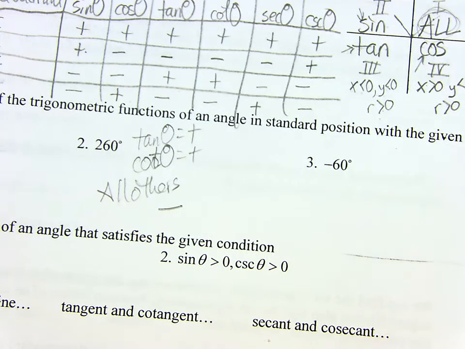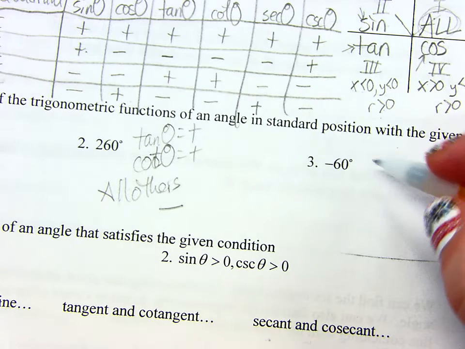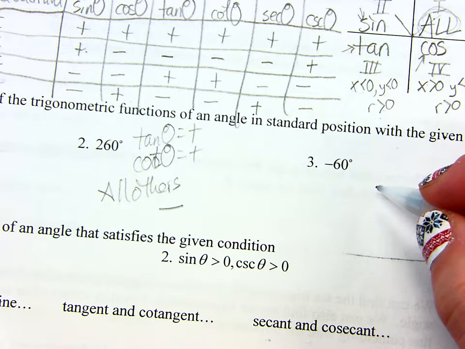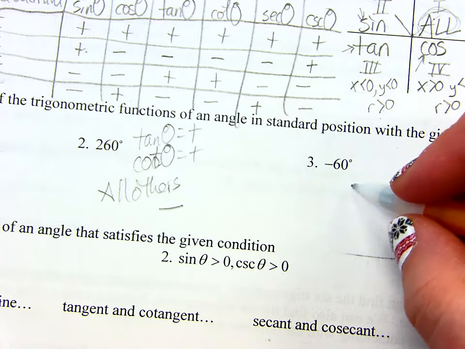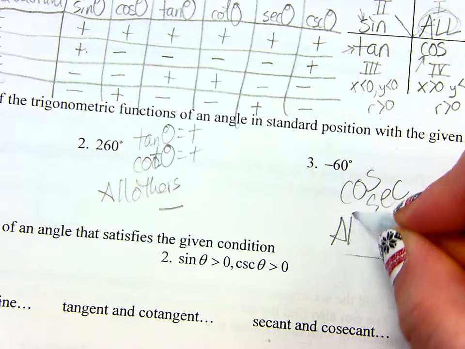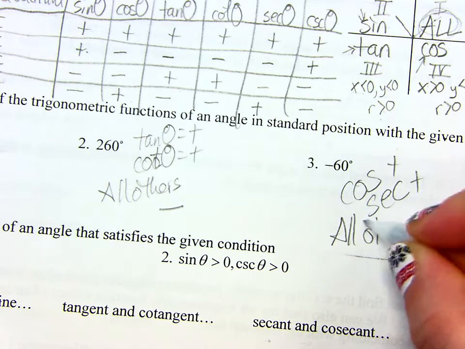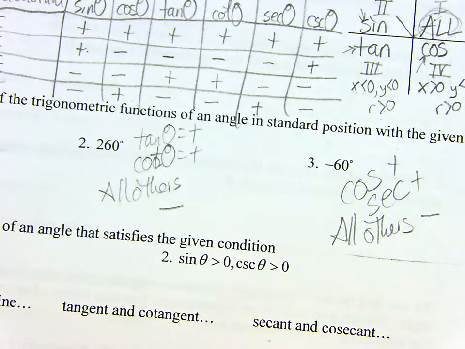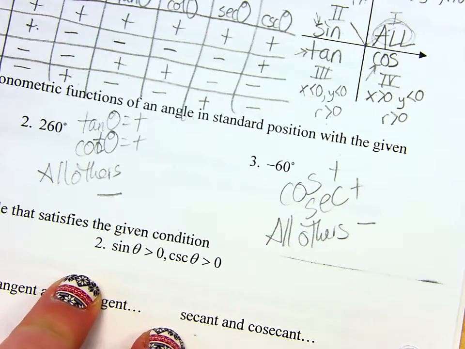And how about negative 60, where does that land? What quadrant are you in for negative 60? Fourth quadrant. So who's positive there? Cosine and secant, all others negative. Does that make sense? Yeah, we okay so far? Easy enough, just find the signs.